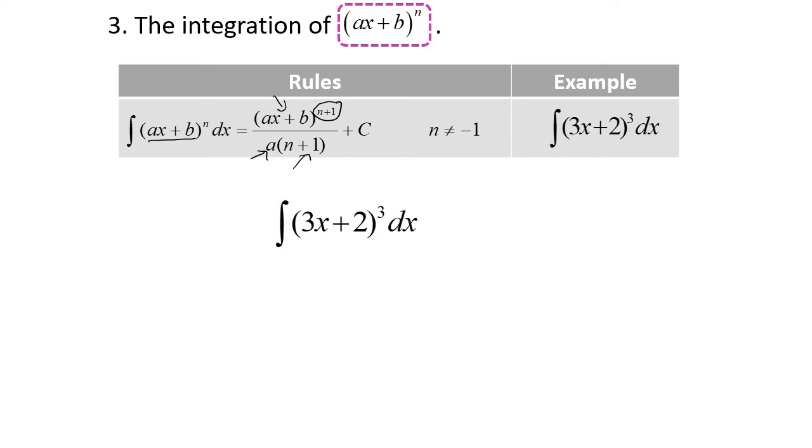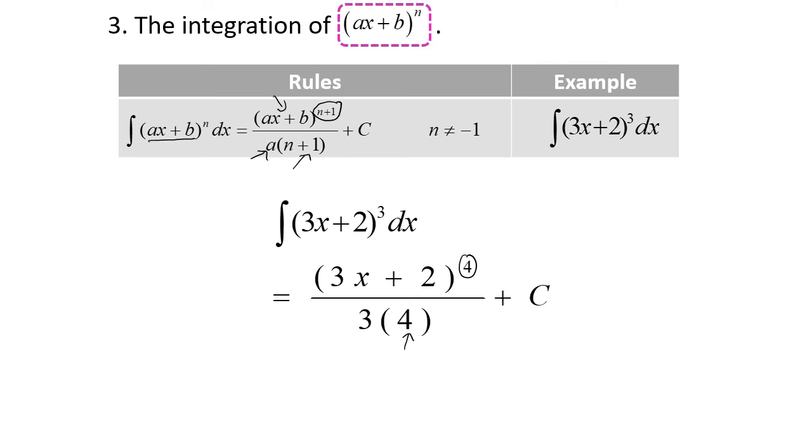When we integrate (3x plus 2) to the power of 3 dx, it is equal to, first, (3x plus 2) to the power of 3 plus 1, which is 4, and then here is 3 plus 1, also 4, and then a here is 3, put 3 here, and then our final answer should be 3 times 4 on the denominator side, which is 12. So this is our final answer.